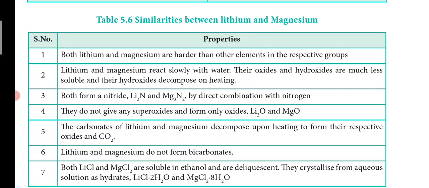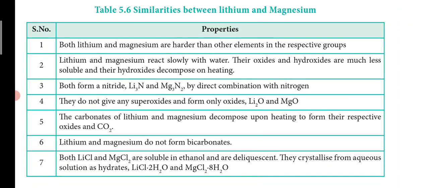Next is similarities of lithium and magnesium. So lithiumக்கும் magnesiumக்கும் ஒரு similarity இருக்கு. Both lithium and magnesium are harder. இது பார்த்தீங்கன்னா diagonal relationship, ஸ்ட்ரெயிட்டாக ப்ரெசென்ட் ஆயிருக்காது. டயக்னலாக லித்தியம்க்கும் மெக்னீஷியம்க்கும் ஒரு கனெக்டிவிட்டி இருக்கும். அப்படி டயக்னல் ரிலேஷன்ஷிப் எவ்வளோக்கு எவ்வளோ ப்ராப்பர்ட்டி சிமிலராக இருக்குன்னா lithium and magnesium are harder than other elements in the respective groups.